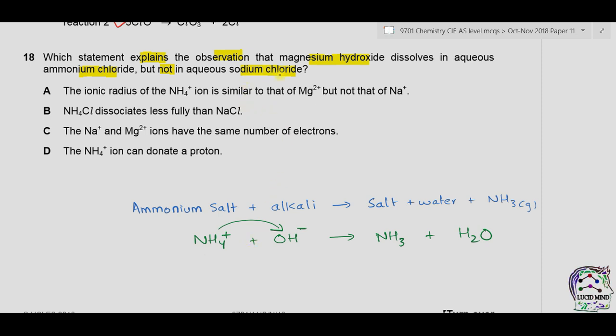While with sodium chloride, the ammonium salt cannot donate a proton to make water and ammonia, so therefore option D is correct. All other options do not explain this reaction, so therefore answer is D.